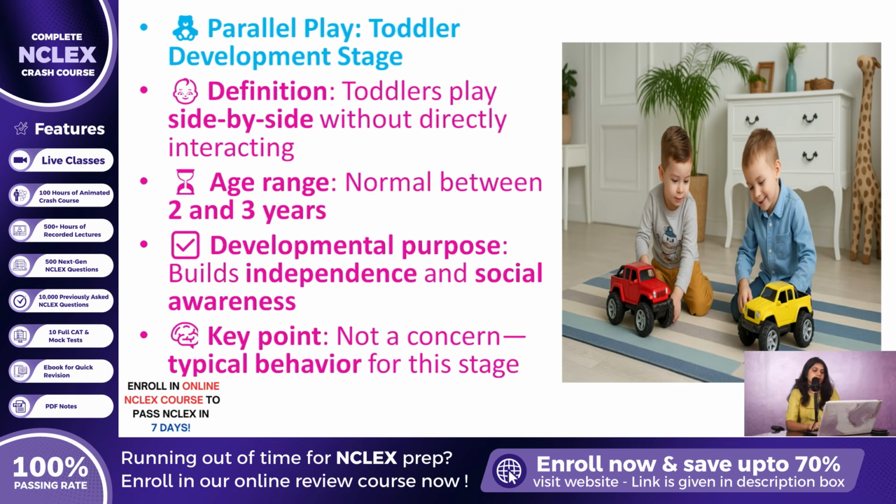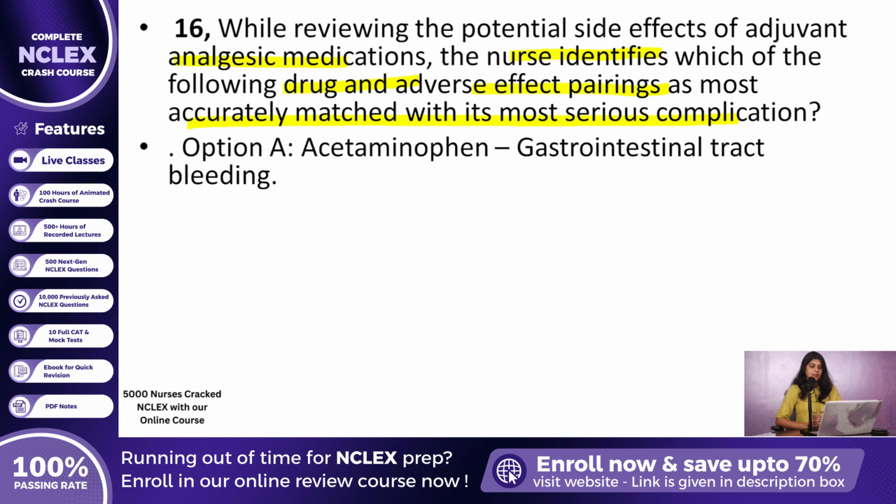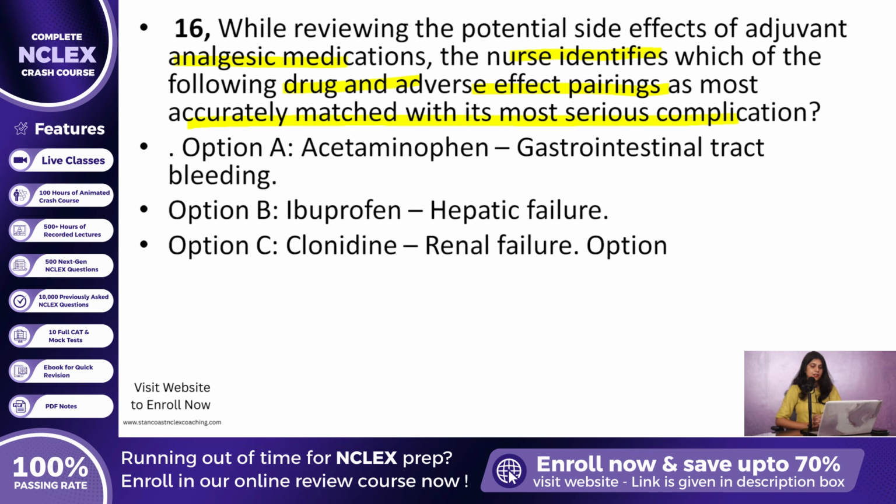Now, let us focus on question number 16, where we examine high-risk drug reactions. While reviewing the potential side effects of adjuvant analgesic medications, the nurse identifies which of the following drug and adverse effect pairings as most accurately matched with its most serious complication. Let us go through the options. Option A, acetaminophen, gastrointestinal tract bleeding. Option B, ibuprofen, hepatic failure. Option C, clonidine, renal failure.